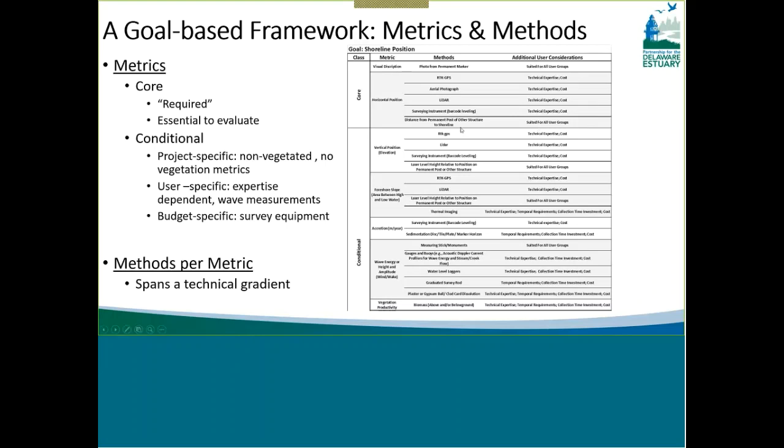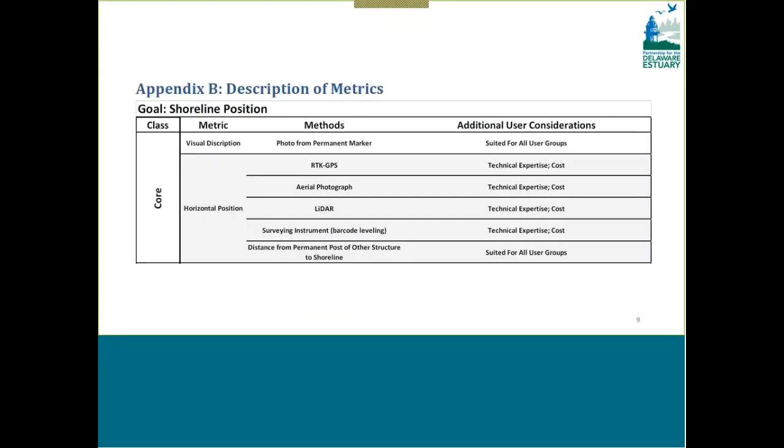So for all user groups, distance from a permanent post or other structure. This is your PVC and a measuring tape. Put a marker in the marsh, a little landward of the shoreline, one out in the water, put a tape between them, and keep measuring where the shoreline is along that tape. That provides great information. Do it at a few spots along the shoreline. Just because you're not using a $40,000 piece of equipment to do it doesn't mean it's not valuable. So we tried to include those types of methodologies where we could for each type of metric.